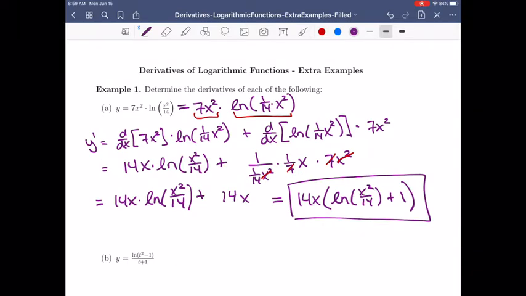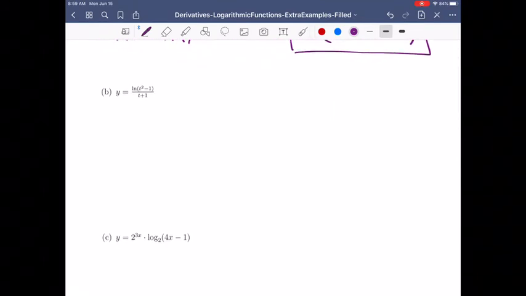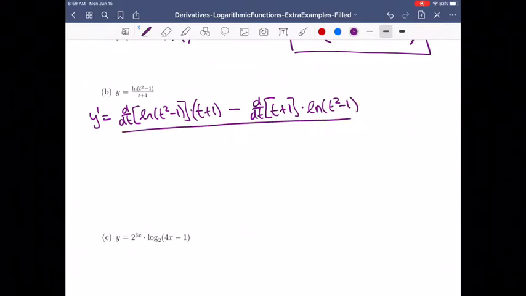Okay, let's try another one. So this one we're going to use the quotient rule. Okay, so I have a log function over t plus 1. So y prime is going to be the derivative with respect to t of ln of t squared minus 1 times t plus 1 minus the derivative with respect to t of t plus 1 times the top, all over the bottom squared.